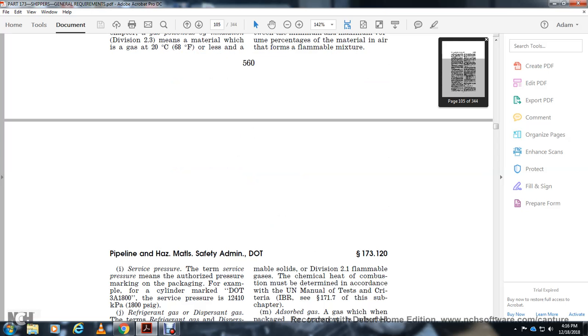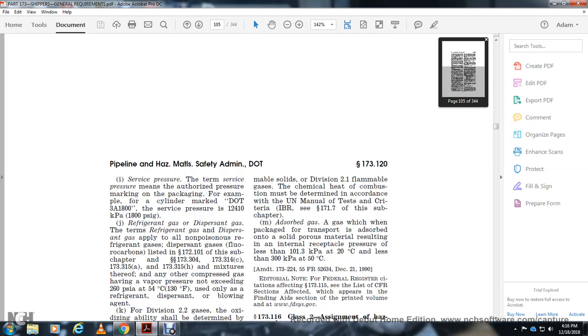Service pressure means the authorized pressure marked on the package. For example, a cylinder marked DOT 3AA 1800 has a service pressure of 12,410 kPa, or 1800 psi gauge.